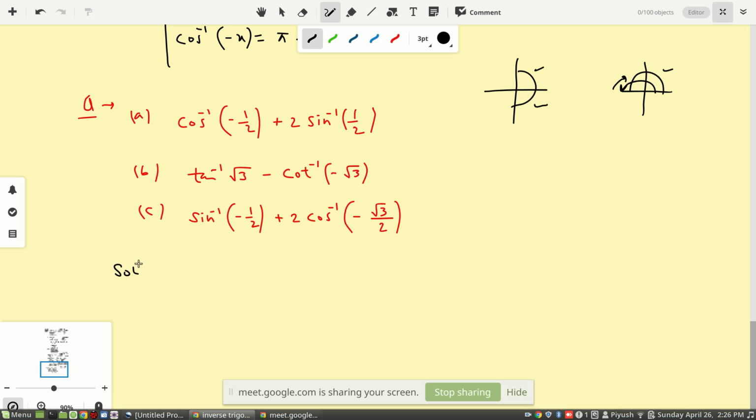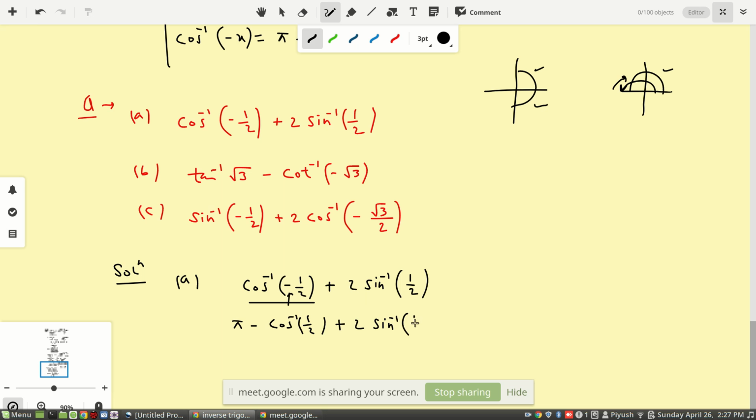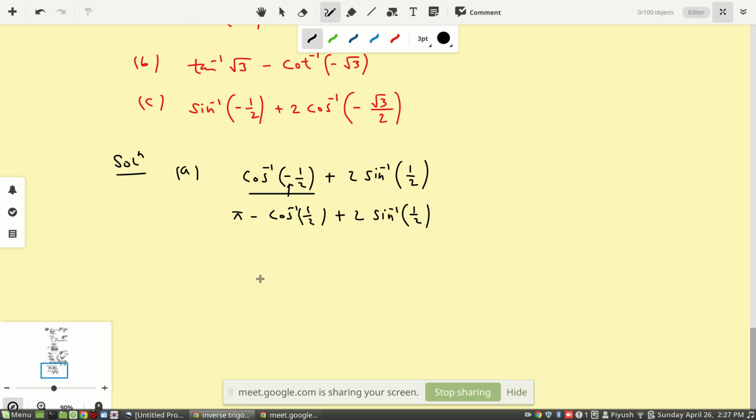Let me show you the solution for the first one, A. That is cos inverse of minus half plus 2 sine inverse of half. Whenever an inverse trigonometric function is there, the answer will be some angle. Here the moment I see the negative, I'll ignore the negative for some time and simply write pi minus cos inverse of half, and 2 sine inverse of half. You know the value of the angle when cos theta is half and when sin theta is half. We put in the values and get the answer.